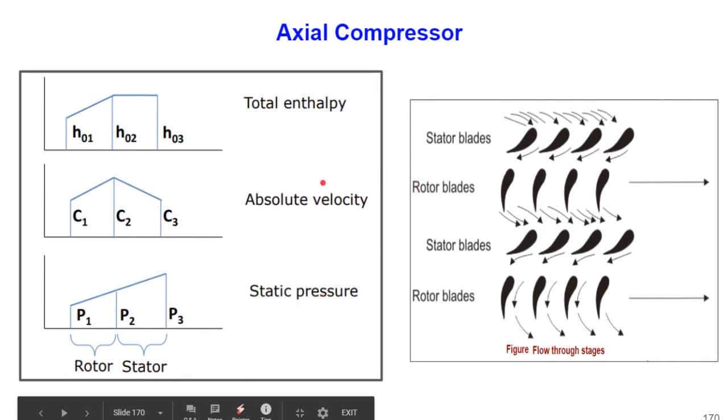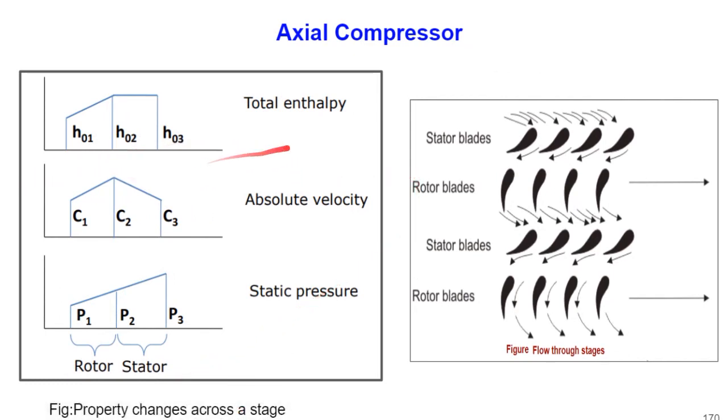So exactly what happens? In the rotor blade the total enthalpy increases, and in the stator the enthalpy remains the same. Absolute velocity increases in the rotor, then decreases in the stator. Pressure continuously increases.